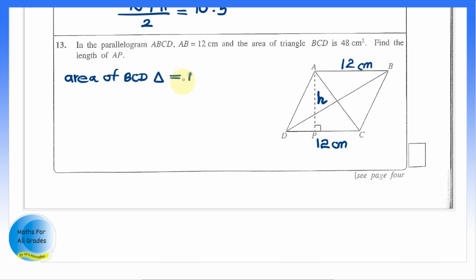Now let's write down the formula for the area of triangle BCD. It's equal to half times base. Base is DC and perpendicular height is AP. Now I'm going to substitute the given data. Area is 48 square centimeters. Half times DC is 12 centimeters. Let's take AP as h. 2 times 1, 2 times 6. Now let's divide both sides by 6.